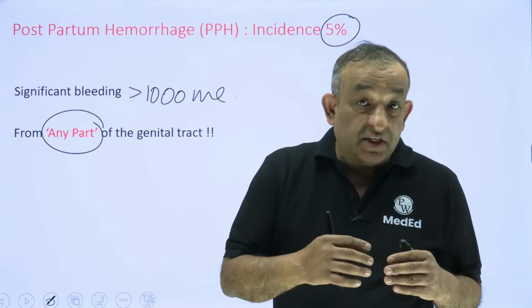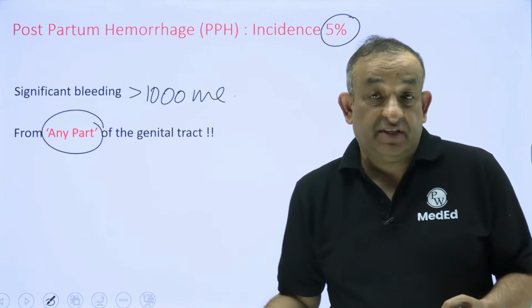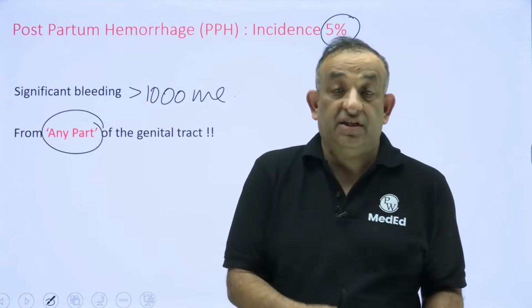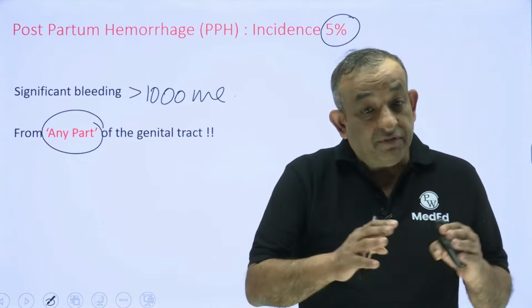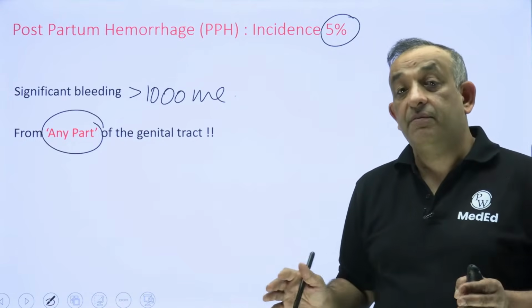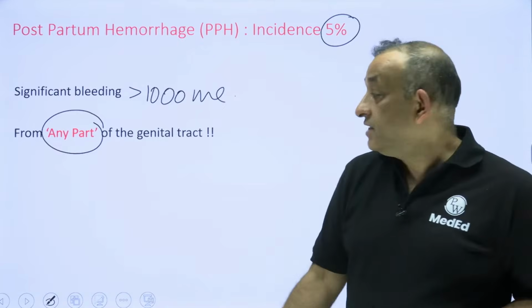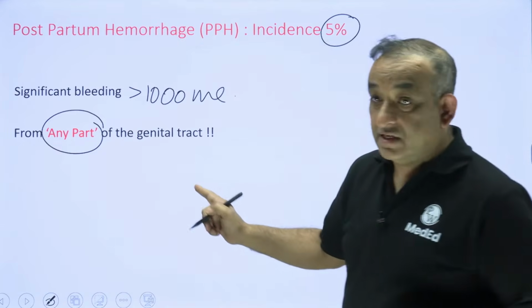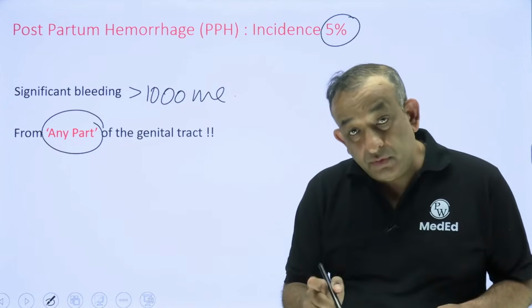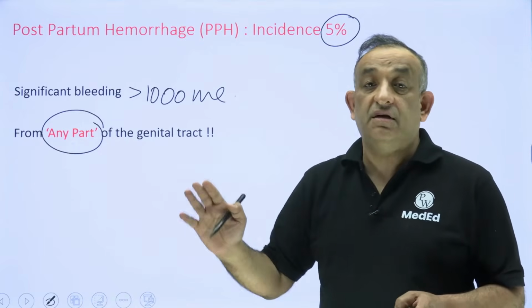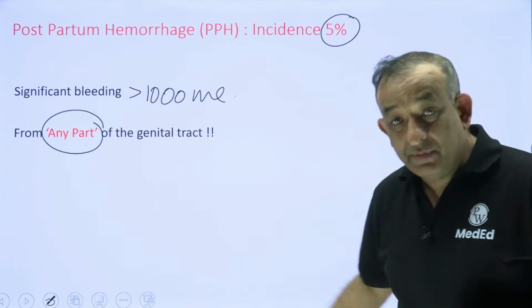But if the uterus is ruptured, at the cervix there's a laceration, the vagina has a laceration, the vulva there's a hematoma. All of these are also causes of women having bleeding. So postpartum hemorrhage is bleeding from any part of the genital tract. Significant bleeding from the uterus, correct, but from even the cervix if it is torn, vagina if it is torn. I'll be telling you more about this.